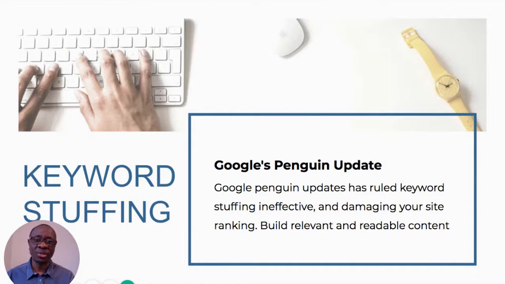So all these are enshrined in Google's Penguin update. If you read that, you see quite a lot of rules. The Google Penguin update has ruled that keyword stuffing is ineffective and damaging, and could damage your site ranking. So build relevant and readable content. I think that would be a good solution. Make sure that your content is relevant to what your page is all about. So that's about keyword stuffing. Please be very careful and mindful of how you stuff keywords on your pages.